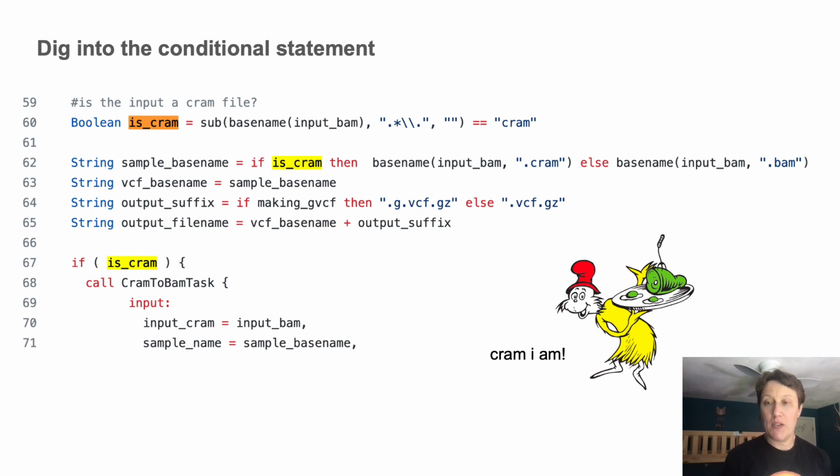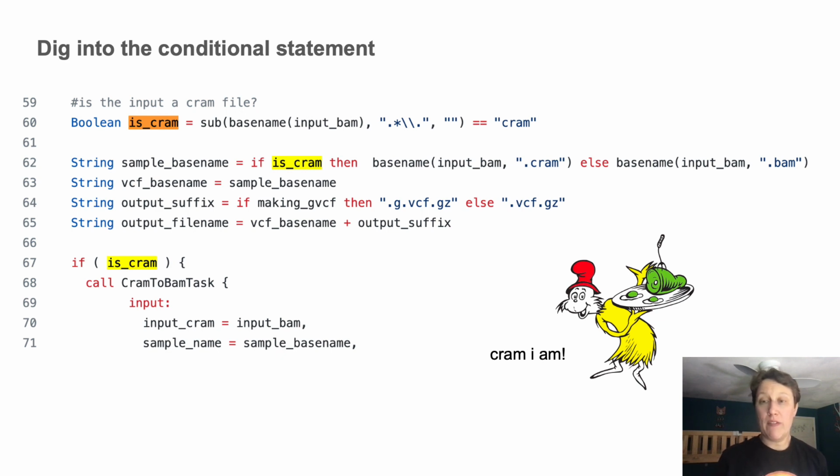And that makes sense because we want our workflow to be able to process either format without us having to specify it up front. If we're given a CRAM, we want the workflow to start by converting it to a BAM. If it's already a BAM, skip the conversion, go straight to business.